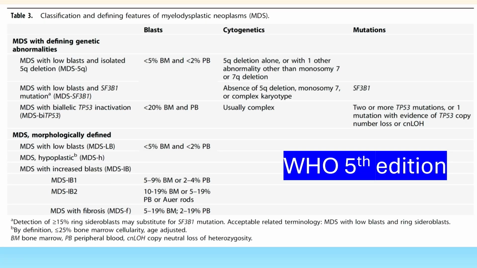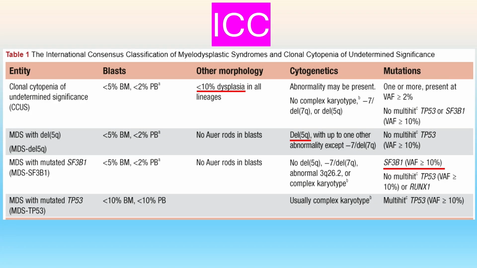So just a quick overview of the WHO. Just like acute leukemias, MDS is divided into cases with defining genetic abnormalities up on top. Sorry, you cannot see the pointer. And then MDS, which are morphologically defined, that do not have these defining genetic abnormalities. The ICC divides it in a very similar way, but I'll go a little bit more slowly because I like the way ICC has done this.